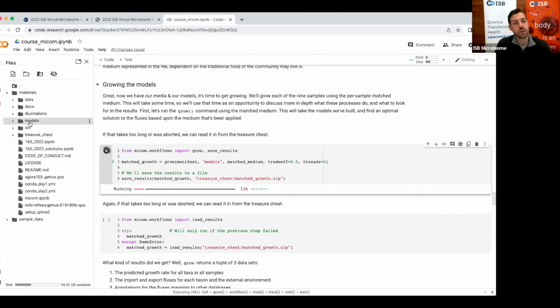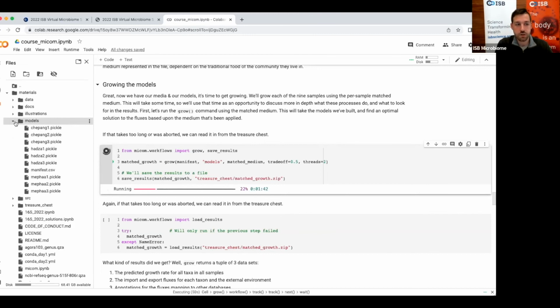So if you recall, we saved all of the models in serialized form in this models folder shown on the left-hand side in your file explorer. We'll designate the medium that we want to use, which again is this matched medium, which is representative of a typical meal in each one of the indigenous communities that we're modeling today. And we'll also specify a trade-off value, which, if you recall, is the fraction of the maximal community growth rate to which we're running our L2 regularization scheme. In this case, we'll use a trade-off of 0.5.